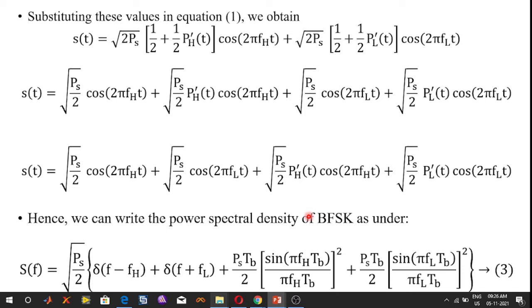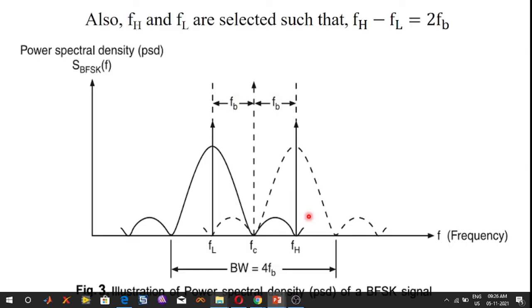And the graphical representation of the power spectral density of the binary FSK signal is this one. This is the graphical representation of the power spectral density function of a binary frequency shift keying signal. fh is the high frequency and fl is the low frequency. So high frequency minus low frequency is equal to fb. So this is the concept of power spectral density of the binary FSK signal.